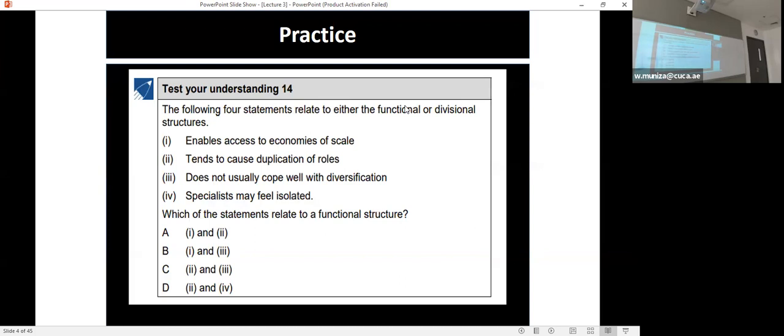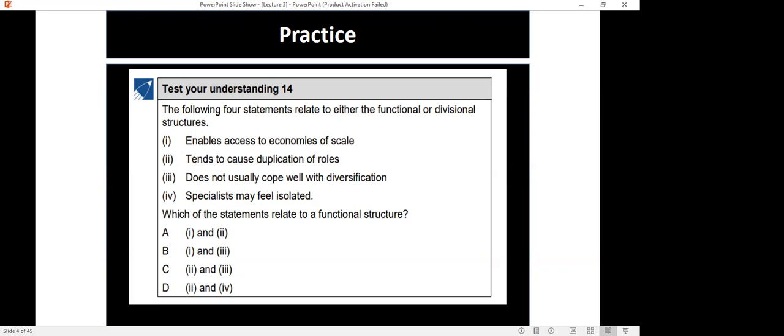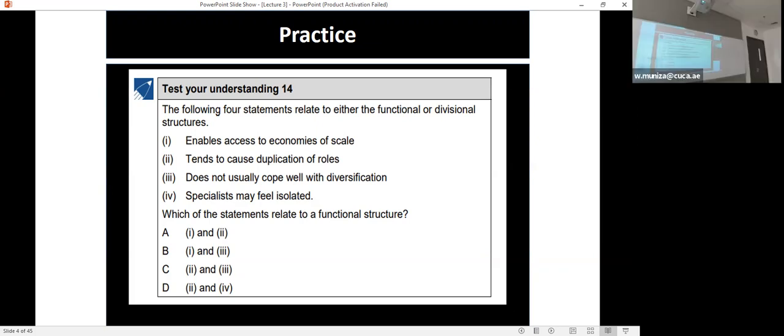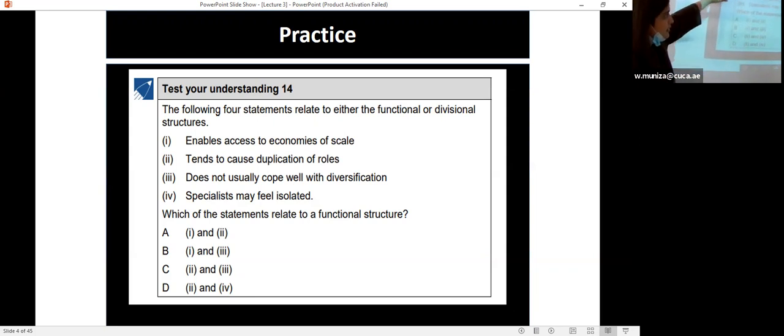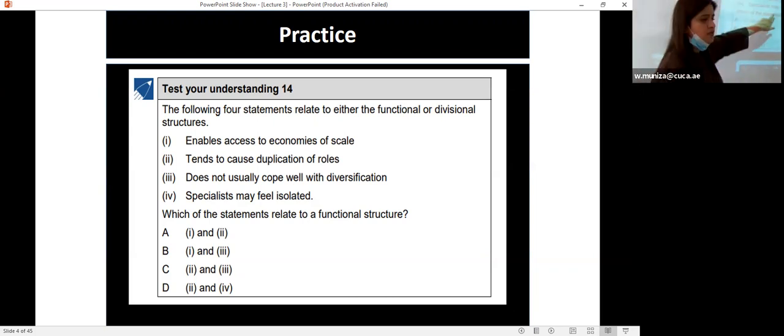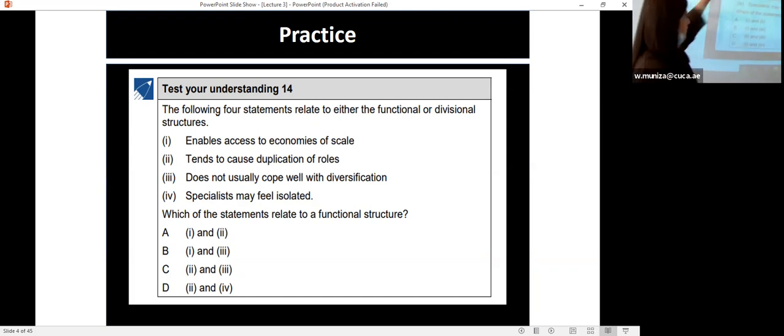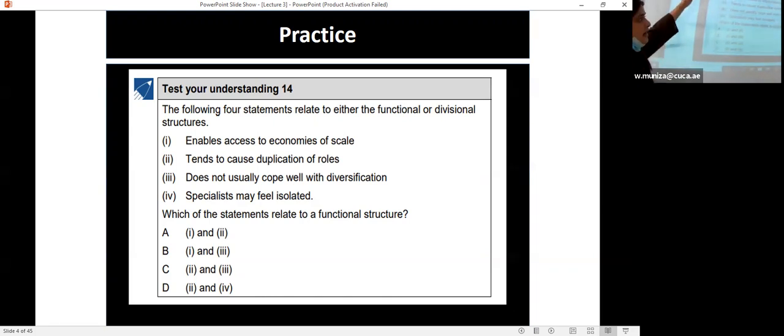Okay, understanding number 14. My online students, Aisha, Rabia, are you cleared? Yes, ma'am. Good, great. Understanding number 14, students, what is the requirement? Which of these statements relate to the functional structure? Okay, they have given us four statements and they are asking which of these statements relate to the functional structure. Okay, let's read the question. The following four statements relate to either the functional or divisional structure. So these four statements are related either to functional or to the divisional structure. And you have to select those statements which are particularly related to the functional structure.